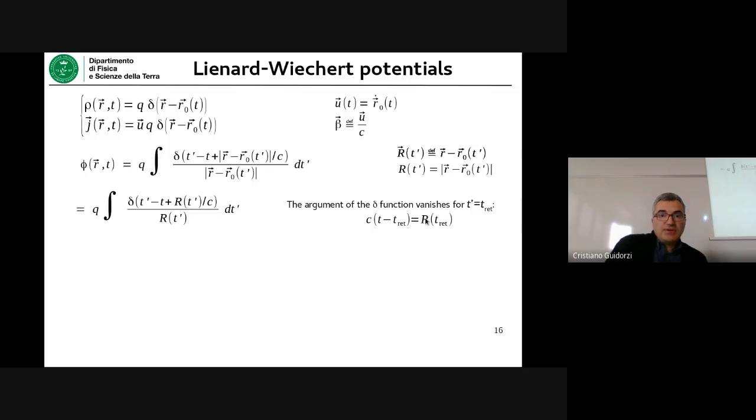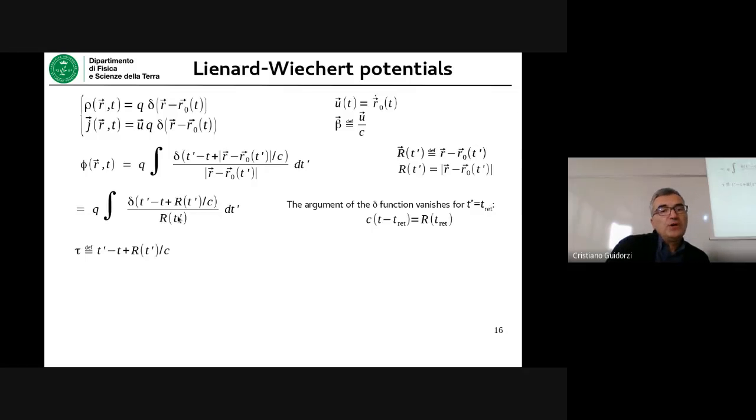Remembering the way we defined the retarded time last time, this is exactly the case. So t ret, I say it again, is the retarded time which has this property: the path traveled by light between t ret and t equals the distance between the generic point and the position of the particle at t ret. And so we know by definition that when t prime equals t ret, the argument of the delta function vanishes, which is a good thing in the calculation.